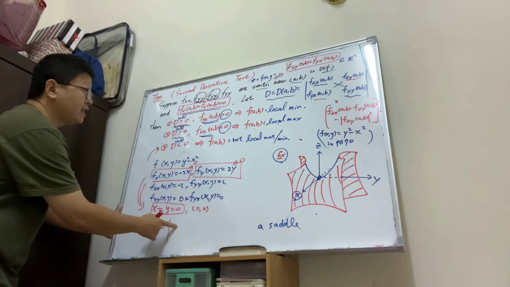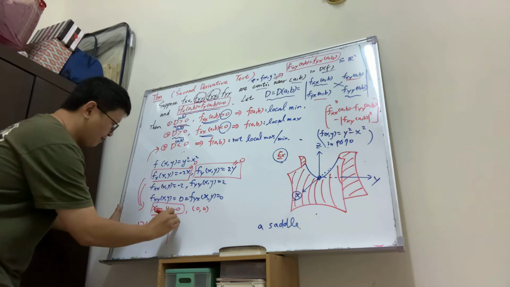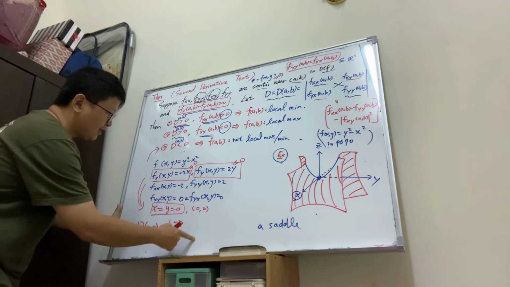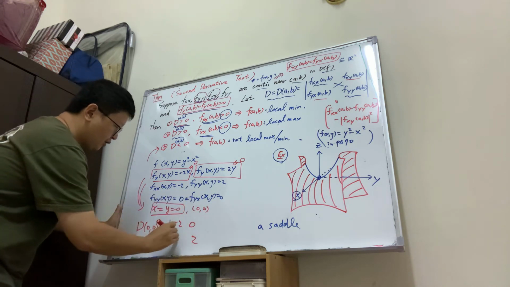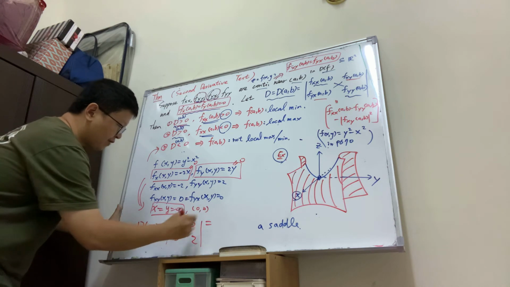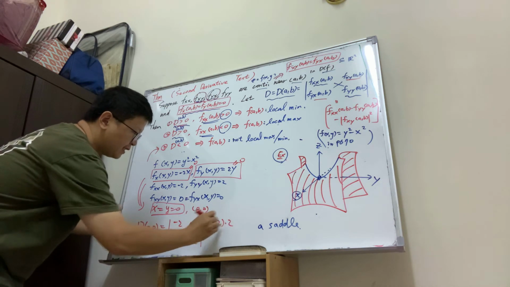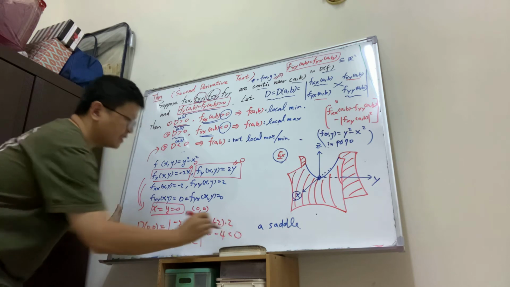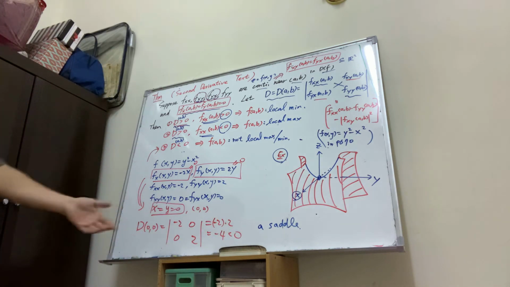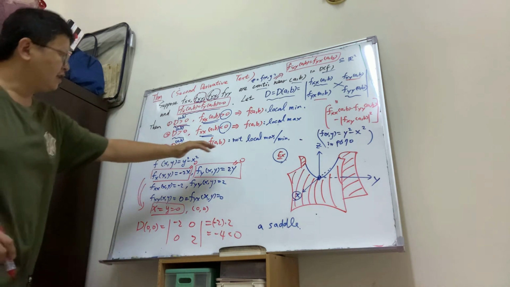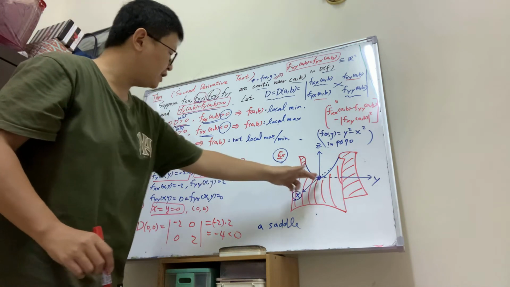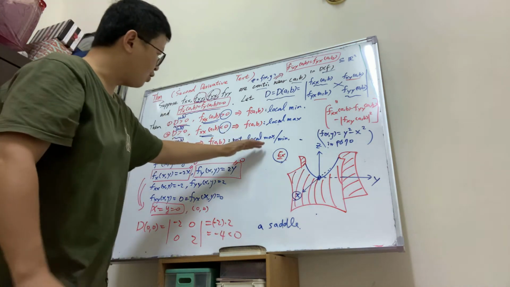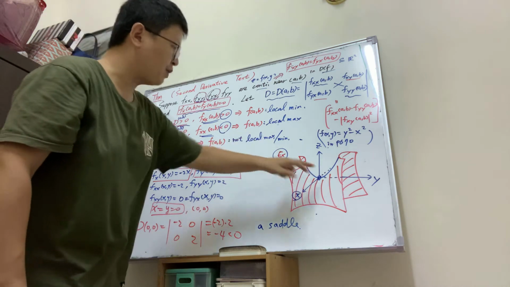And for this point (0, 0), we consider its determinant, D(0, 0). The first term is the second derivative in x, and the second derivative in y, and all of them are evaluated at (0, 0). So its determinant equals negative 2 times 2, which is equal to negative 4. It's less than 0. So indeed, in this case, its graph is this one, and at (0, 0) it doesn't have a local maximum or a local minimum at this point, right?